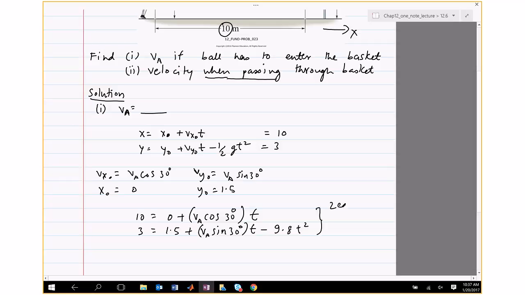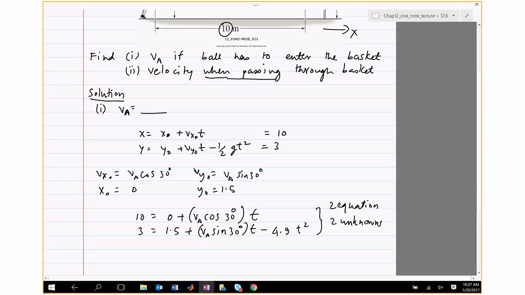So two equations and two unknowns. 4.9. Somebody got 4.9. Oh, thank you. My bad.